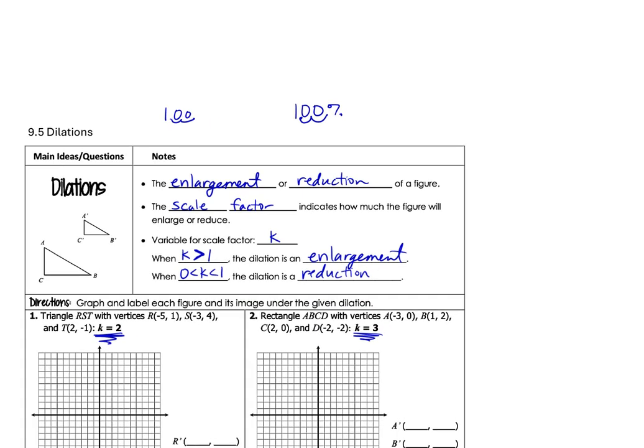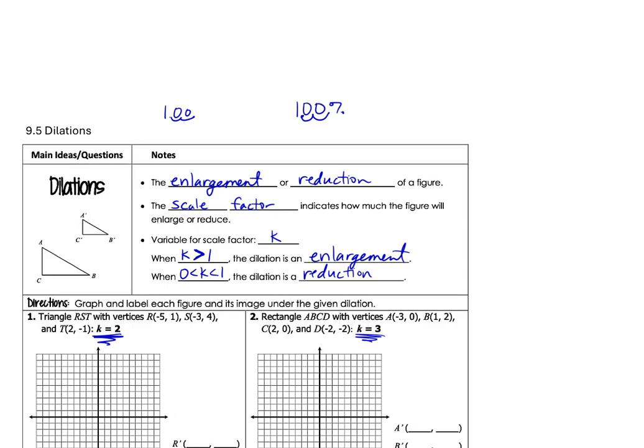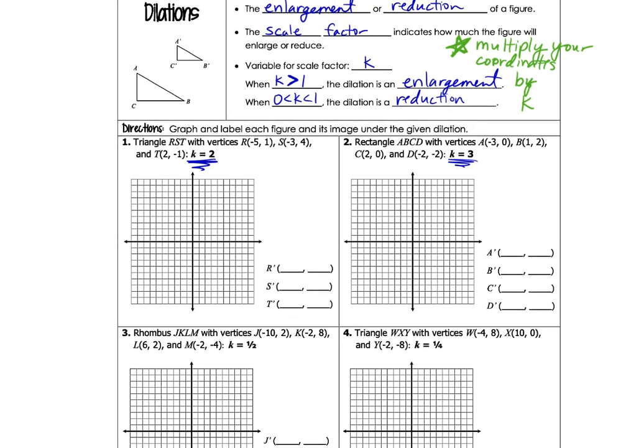Okay. Here's what you're going to do in this entire lesson. You are going to multiply your coordinates by K every single time. Okay, multiply your coordinates by K and you're going to get your new coordinates. And that's going to help you to see, did it grow or did it shrink? But K will tell you if it should grow or shrink. Okay, so it's just good to compare your K value to your final answer to see, like, does my answer make sense? Okay, all right, so let's take a look.